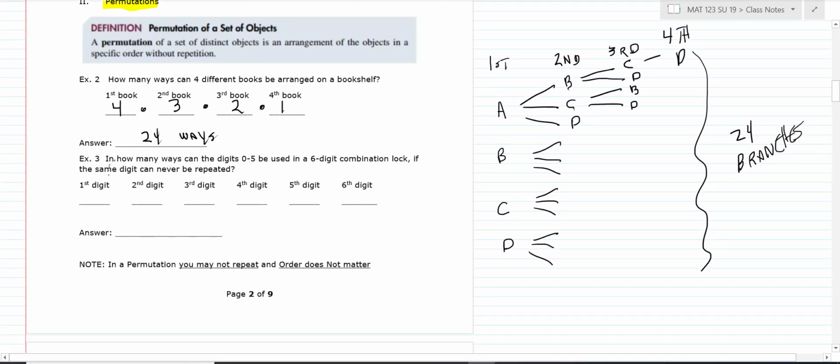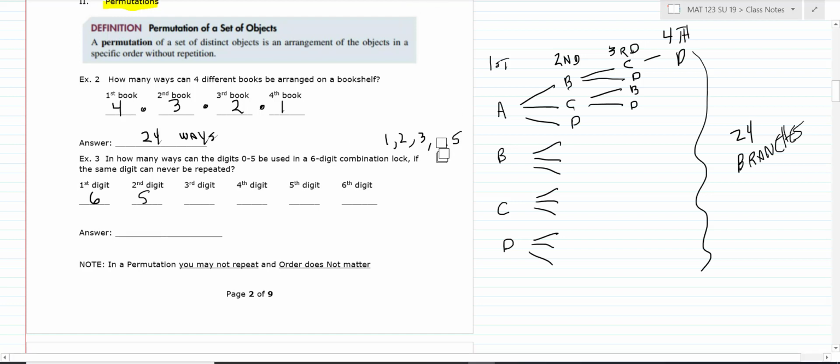Okay, the next problem says, in how many ways can the digits 0 through 5 be used in a 6-digit combination lock if the same digit can never be repeated? Now, we've talked about that before. The idea is you have these 6 digits to choose from. So it's very similar to the bookshelf problem. The very first digit could be any of the 6. But the same thing would happen. Let's just say we chose a 0. Now there's 5 things left over.